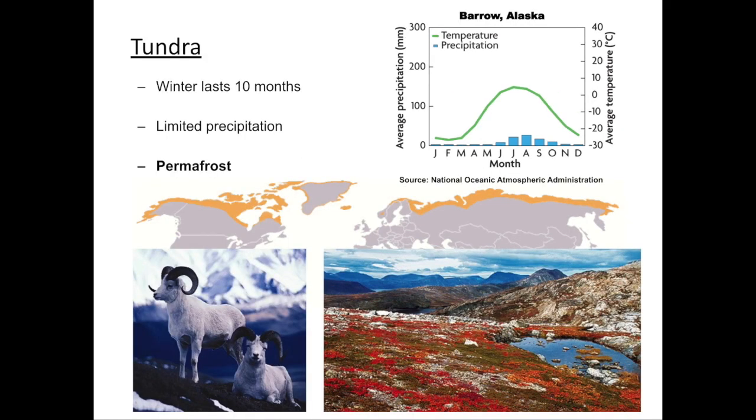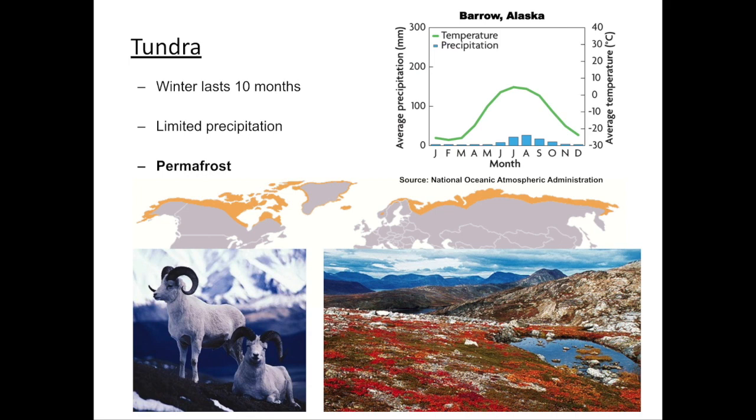And then we have tundra. In the tundra, the winter lasts for 10 months. So there's very limited time for growth and very limited precipitation. Permafrost in lots of parts of the tundra.